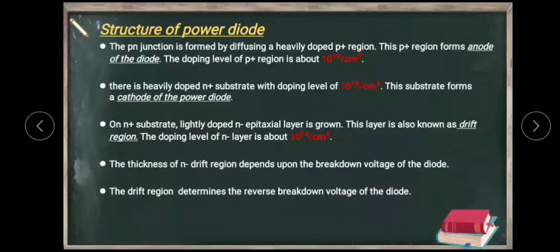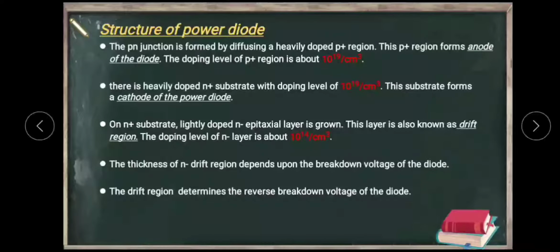The thickness of the N minus drift region depends on the breakdown voltage of the diode. So it means the drift region determines the reverse breakdown voltage of the diode. This is all about the construction of the power diode. Now we'll move to the working of the power diode.